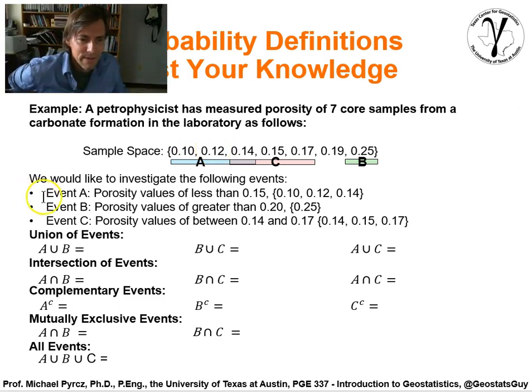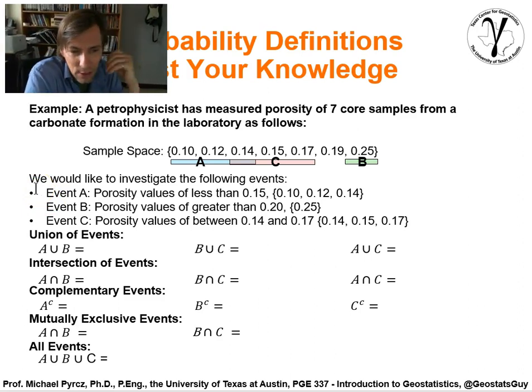And now we can define our events. To keep this very simple, we just define our events with basic thresholds. Event A will be porosity values less than 15%. Event B will be porosity values greater than 20%. And event C will be porosity values between and including 14 to 17%. If we do that, we'll find that our event A will include the samples 10, 12, and 14. Event B will include only the sample 0.25 or 25%, and event C will include the values 14, 15, and 17. For convenience, I've drawn these color bars to indicate event A, event C, and event B.